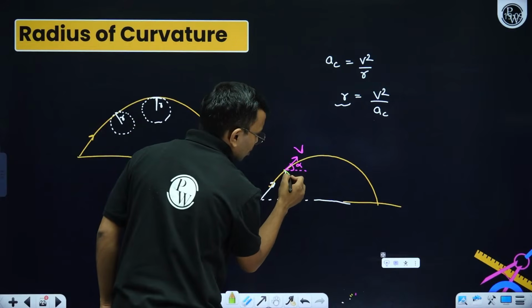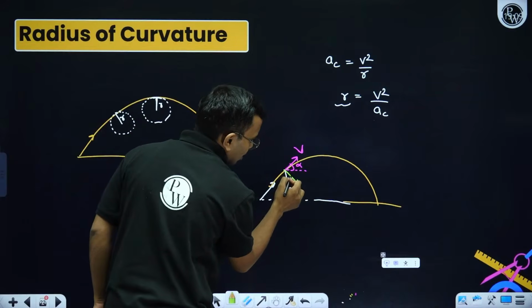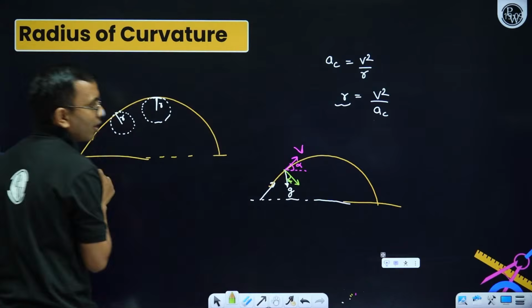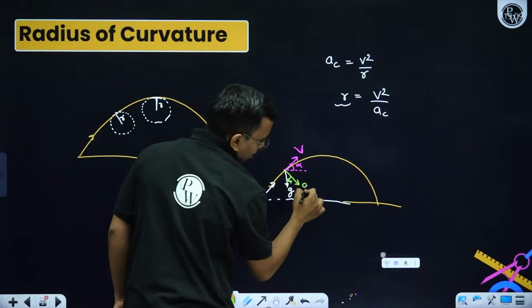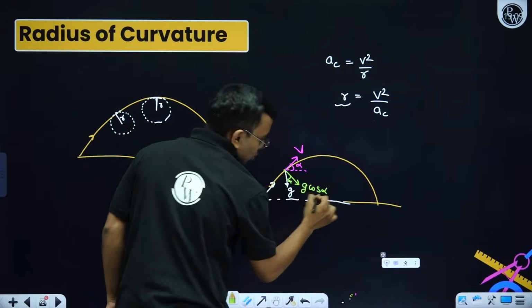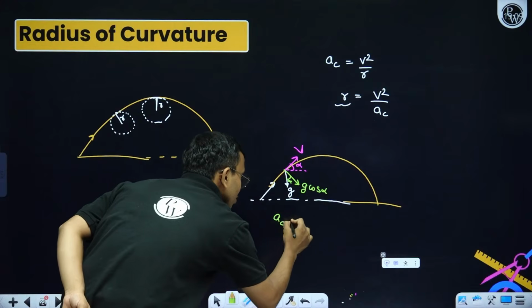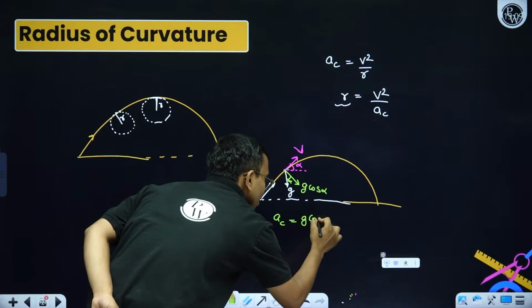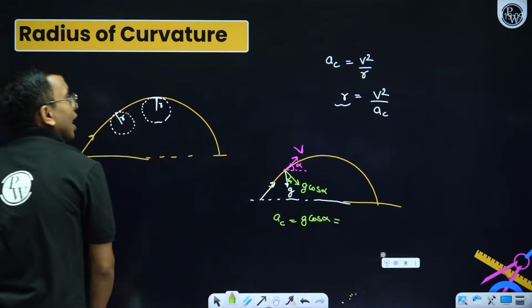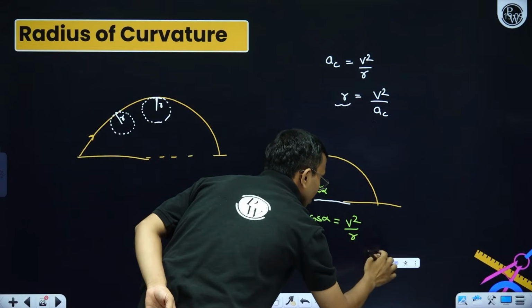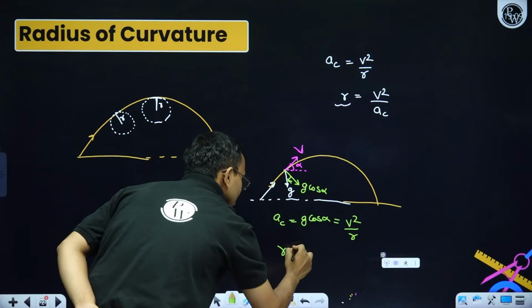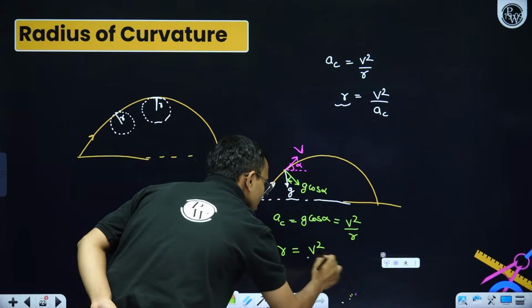Yes. This is alpha. This will be 90 minus alpha. This will be alpha. If this is alpha, this will be g cos alpha. So my centripetal acceleration is basically g cos alpha. And g cos alpha I will write as v square by radius of curvature r. So the radius of curvature comes out to be v square by g cos alpha.